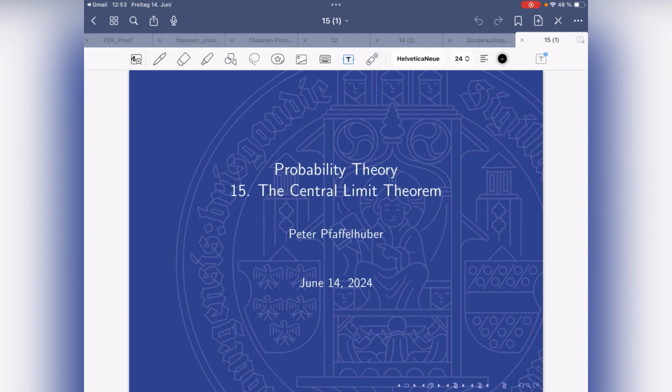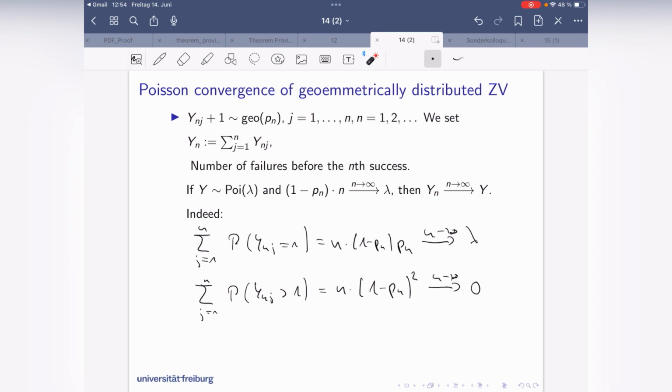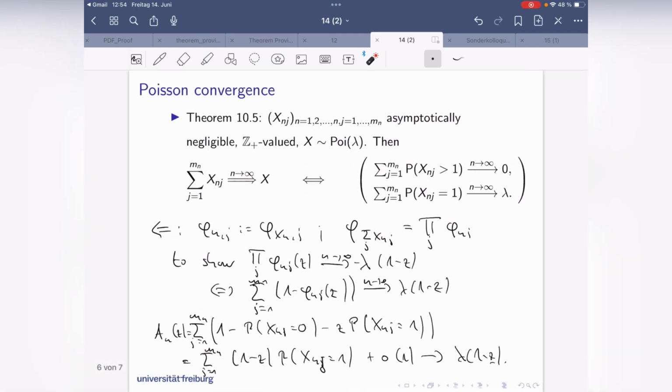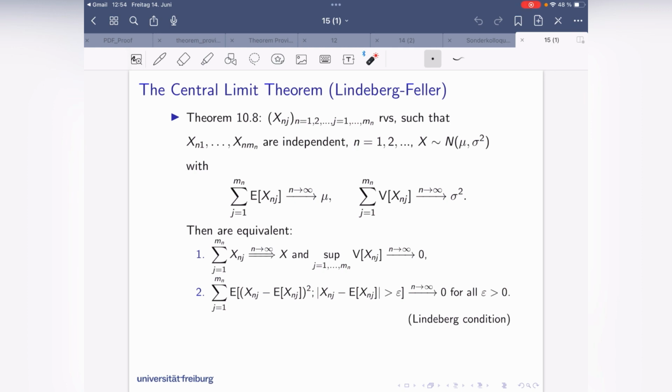So, we have the central limit theorem. Let me start by stating the result. We have, again, as we did last time, such a triangular array of random variables. So remember what that was. There was a picture like here. So we have infinitely many rows of random variables, and each row has finite length, but the length increases. Again, we have that within rows, random variables are independent.